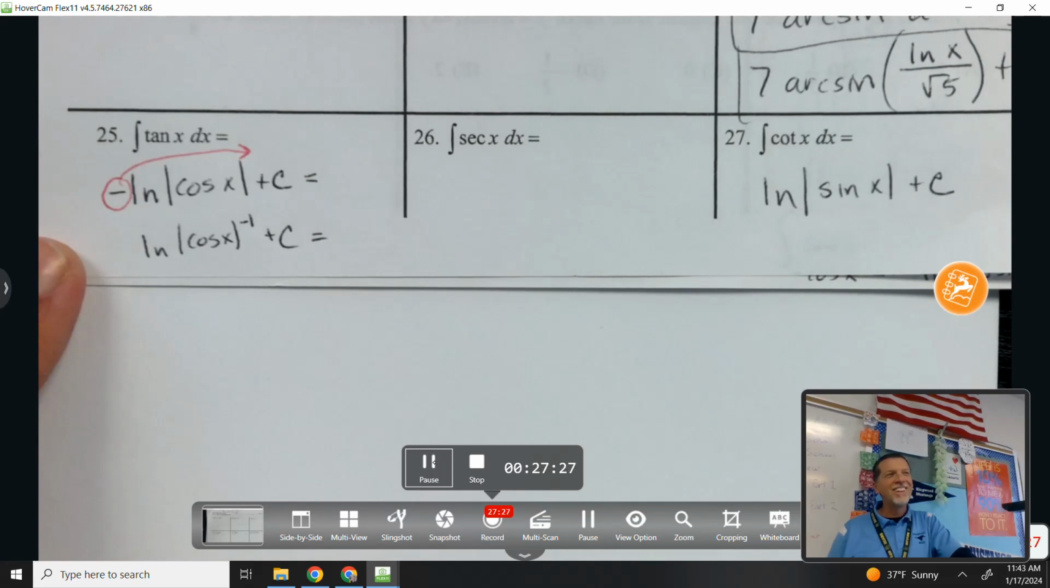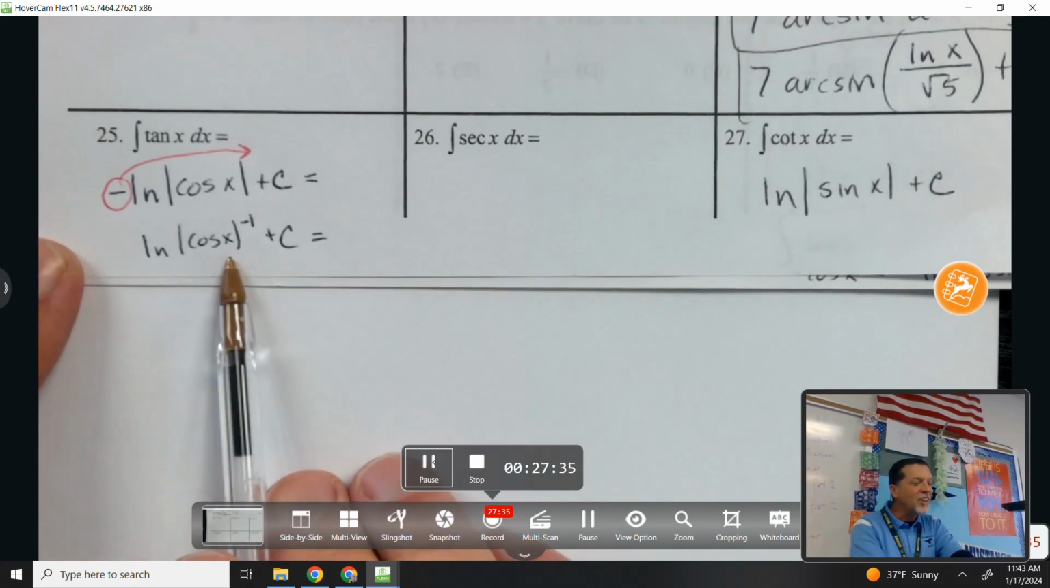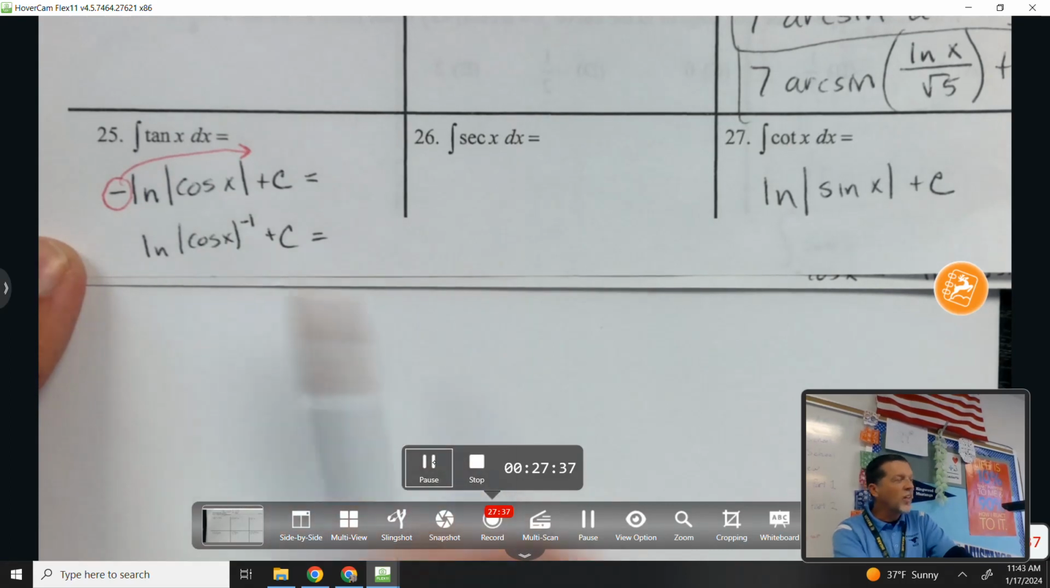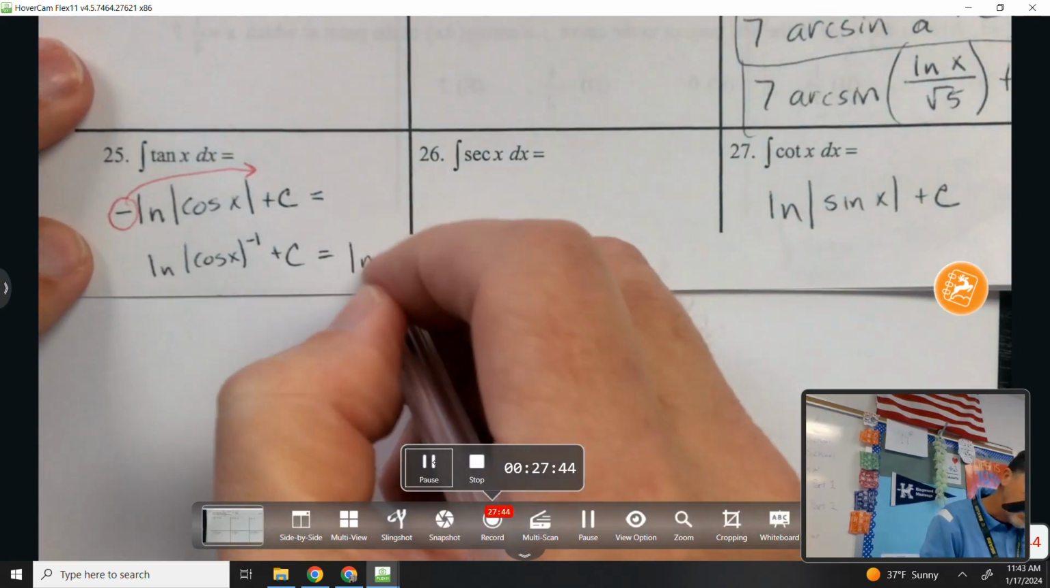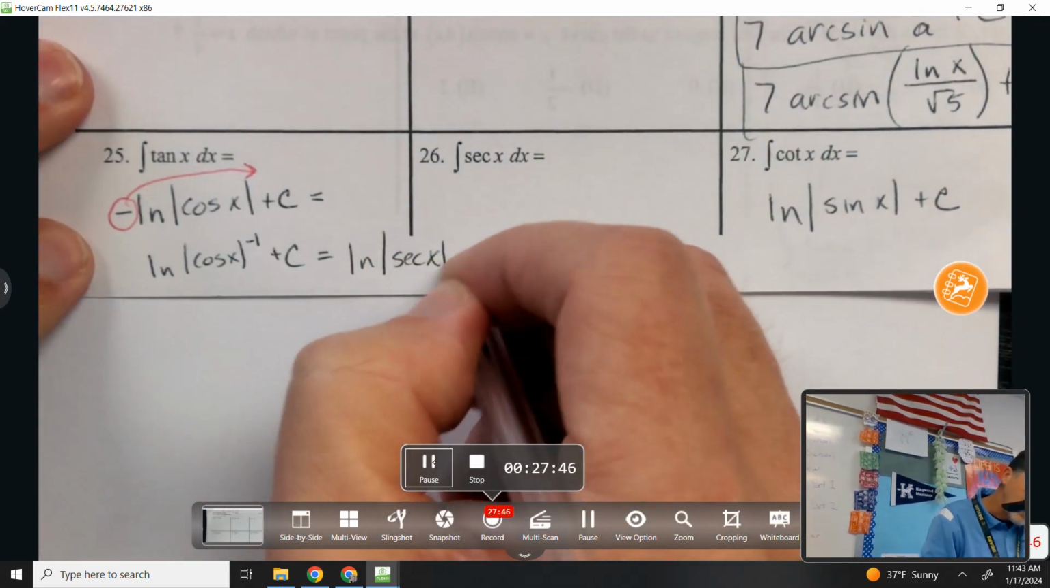But what is cosine of x to the negative 1? Okay, careful. That's not inverse cosine. That's the whole thing to the negative 1. So that's the flip, negative 1. So if we flip cosine, we get secant. So natural log of the secant of x plus c.